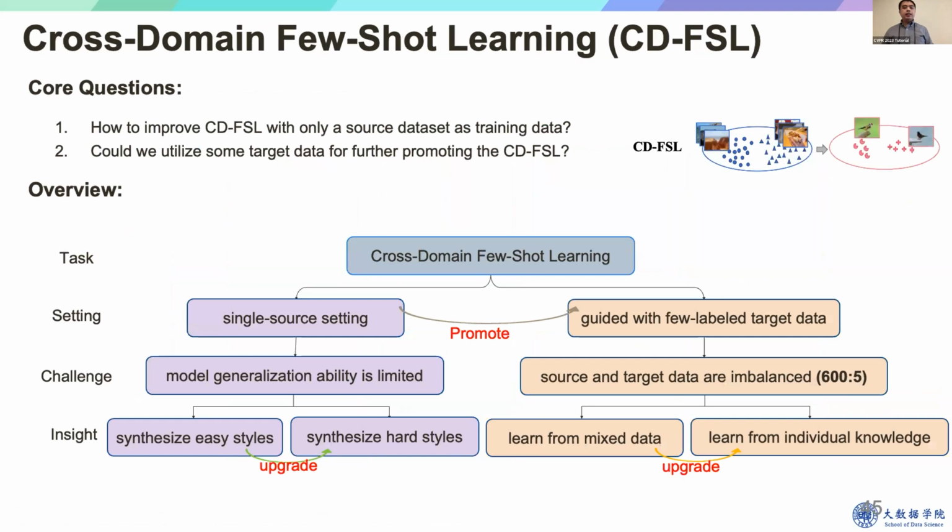Given such a challenging task, two core questions exist. The first is how to improve few-shot learning with only source data as a training dataset. The second is, could we utilize some target data to further promote cross-domain few-shot learning? We explore several methods to answer this question for data augmentation and source-target alignment.